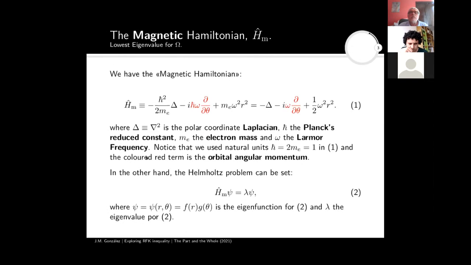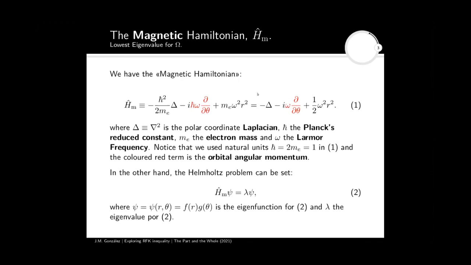For the first part of this work, which is trying to compute the lowest eigenvalue for the omega region, we use a Hamiltonian approach, whose effort seeks to determine the best Hamiltonian to pose the Helmholtz problem. Using polar coordinates r and theta, the radial and the angular position respectively, and incorporating minimal coupling to include the effects of the magnetic field on the electron dynamics, we postulate the following magnetic Hamiltonian, where the parameters are described below. For example, delta is nabla squared, the polar coordinate Laplacian, h bar is the reduced Planck constant, and so on. Notice that in natural units, we have two. This part of equation 1 is in natural units, which allows us to set the associated Helmholtz problem given by 2, now to get the spectrum.